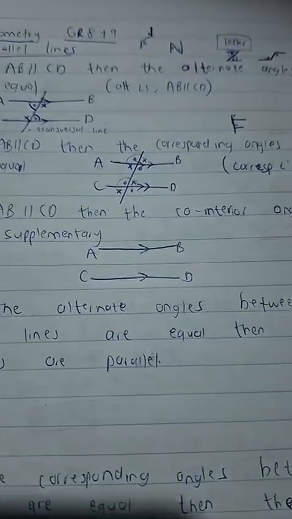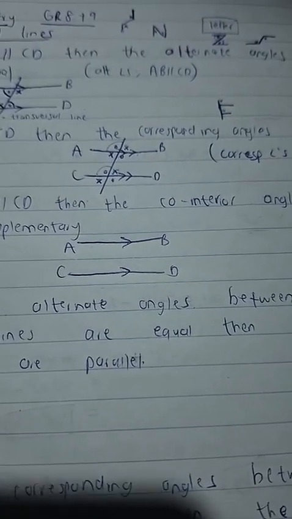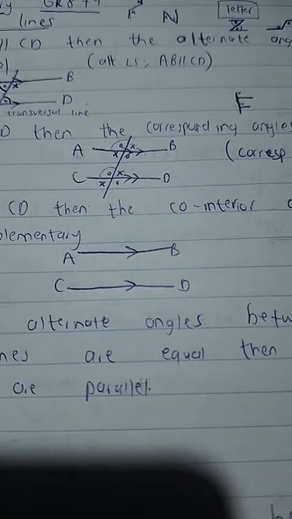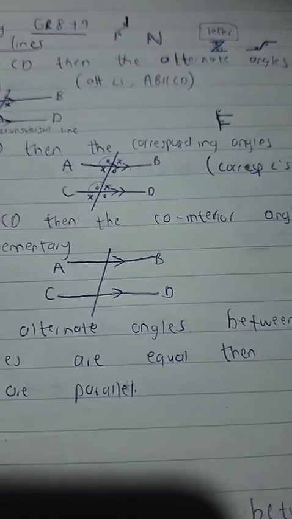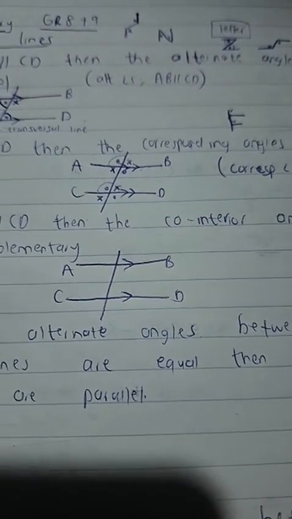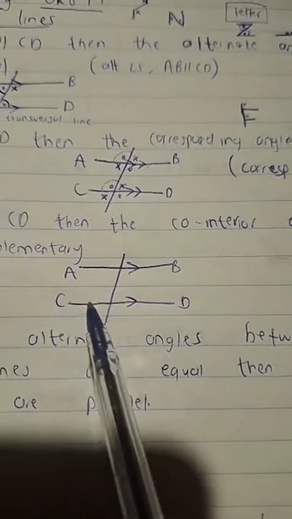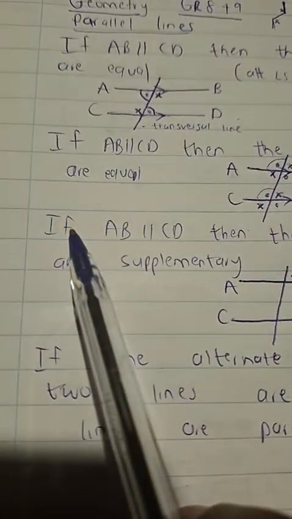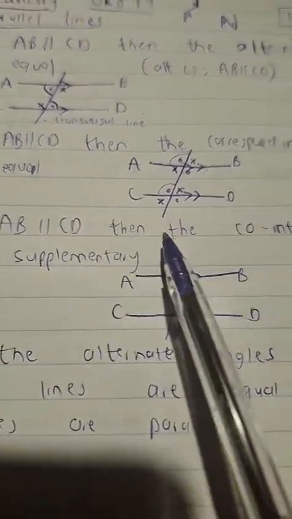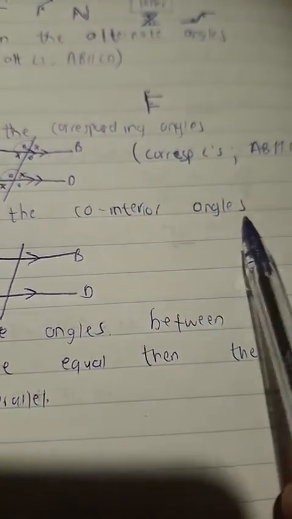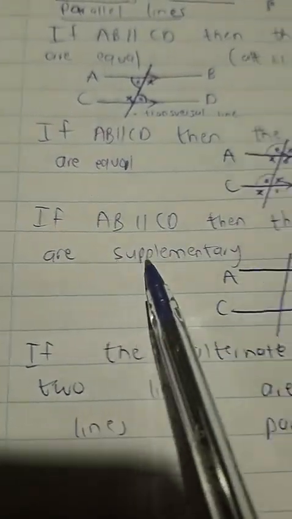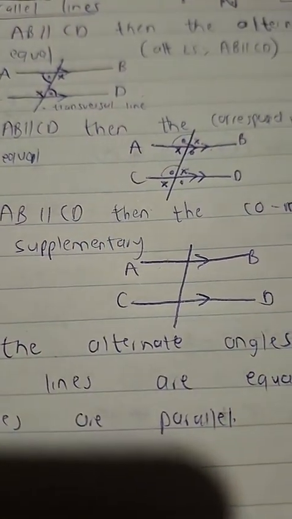So in other words, let's just draw parallel lines. Let's say that's AB, that's CD. They are parallel lines. Okay, then AB is parallel to what? To CD. We are being told if AB is parallel to CD, then the co-interior angles are supplementary.